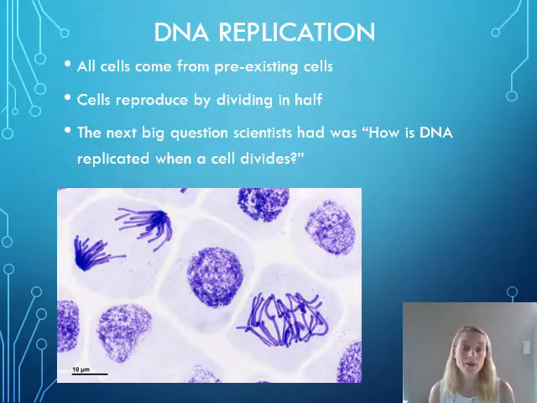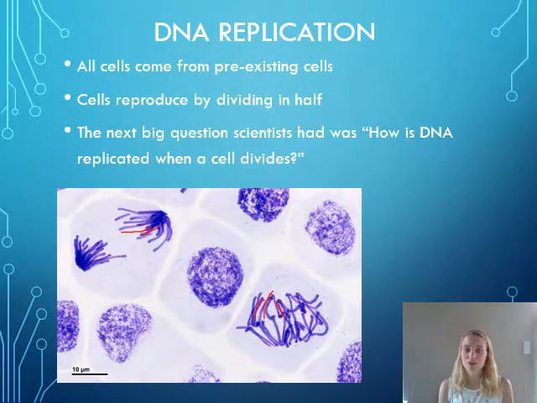So we know based on the cell theory that all cells come from pre-existing cells. Cells reproduce by dividing in half. And so then they're like, how? How does that happen? I've included some pictures here of cells actively going through the process of mitosis. Each one of these little purple lines are chromosomes, and so they are visualized in the cell. And the chromosomes, we now know, are molecules of DNA that have the genes that code for information.